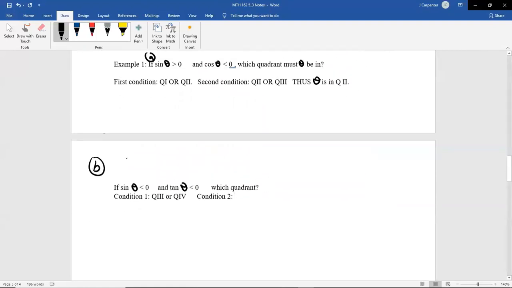So the second condition says we're in quadrant 2 or quadrant 4. What's the overlap? Quadrant 4. Thus, your angle, theta, is in quadrant 4. We're not finding any sines or cosines or tangents of these larger angles yet. We're not up to that point. We're getting close, very close, but we're not there yet.